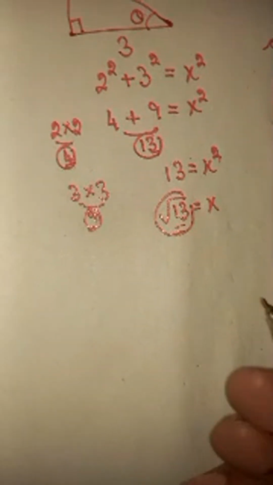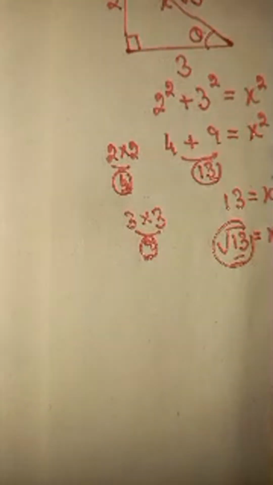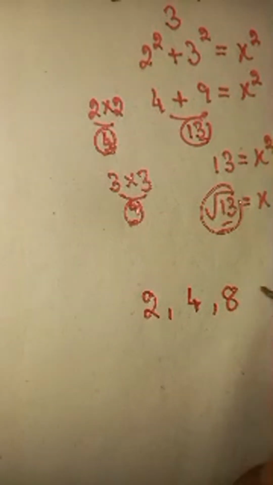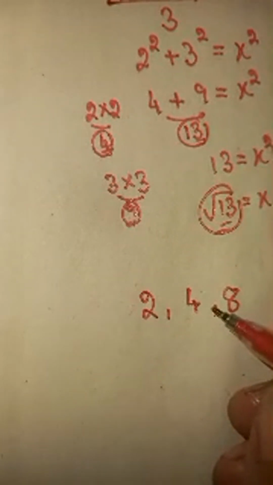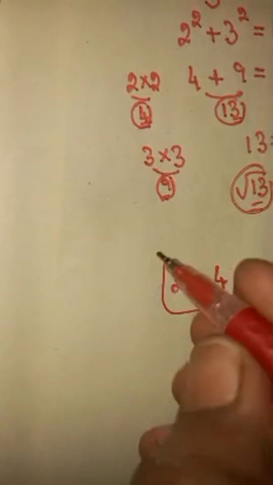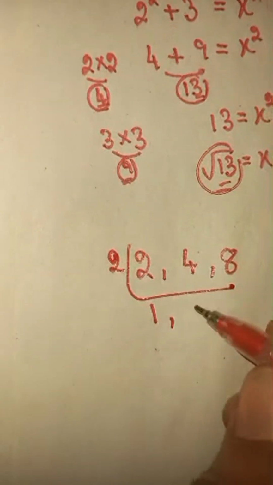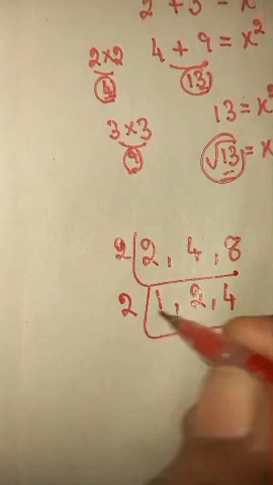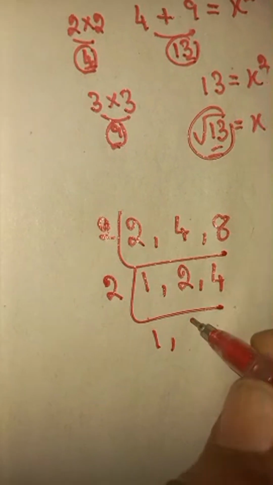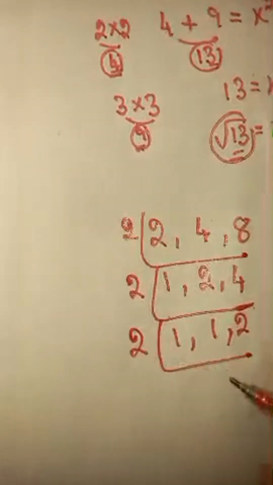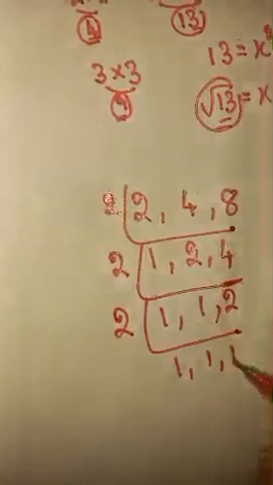Now let's find out more problems. Here I start to tell how to find the LCM of different numbers, that is 2, 4 and 8. These three numbers you need to take out the LCM. You can take it out by different methods. One of the methods is like this: divide by 2, 2 times 1 is 2, 2 times 2 is 4, 2 times 4 is 8. Next, take 2 again: 2 times 1 is 2, 2 times 2 is 4. And again, divide by 2, and 1 remains, 2 times 1 is 2.